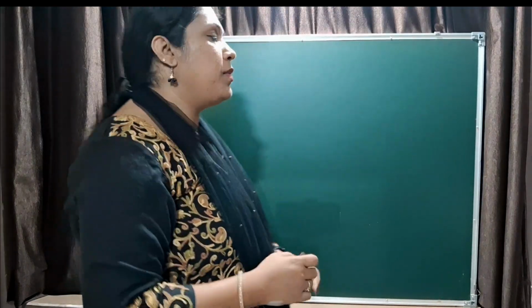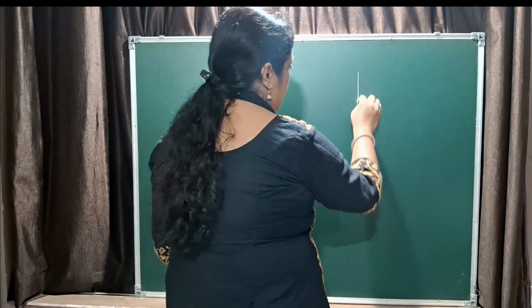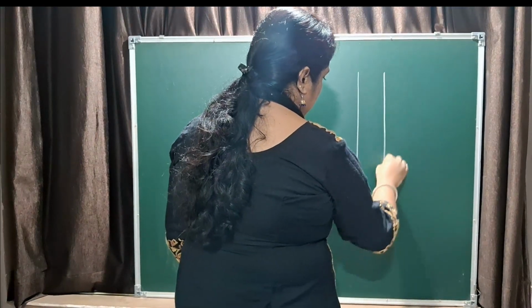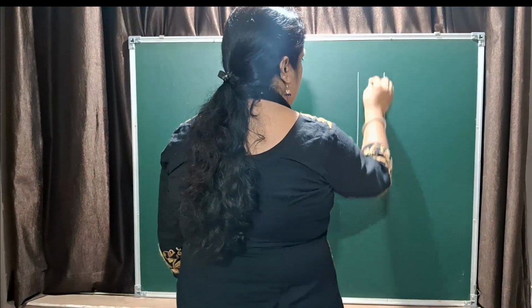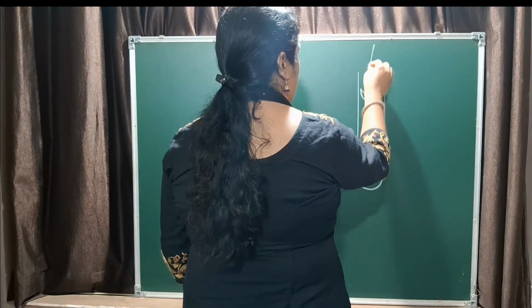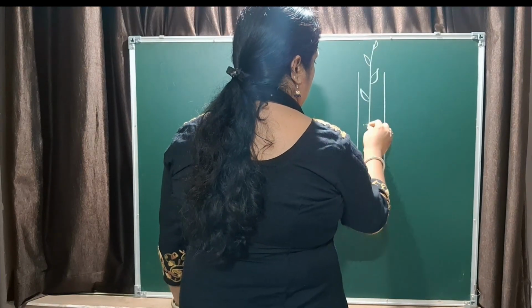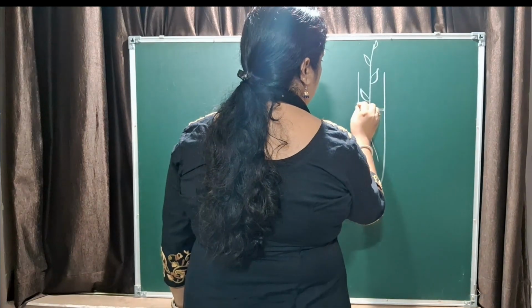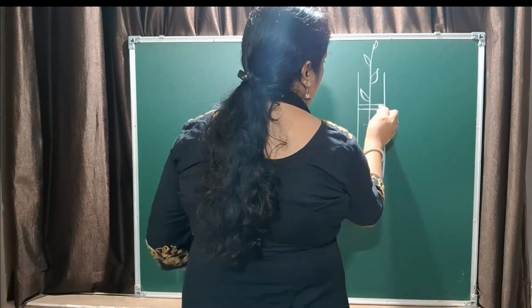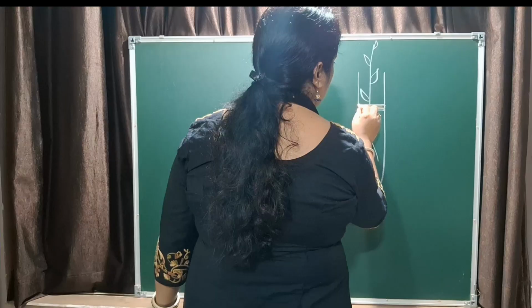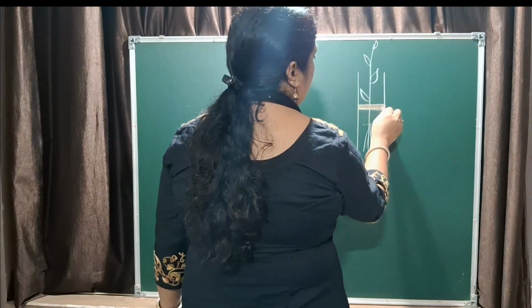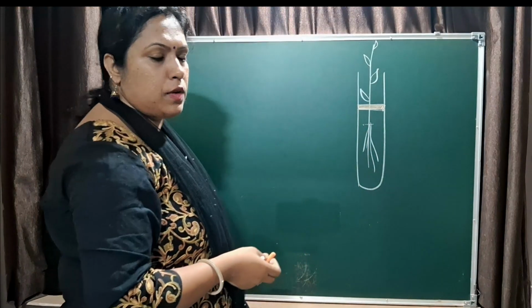The first experiment is to show that the root absorbs water. In that case, we take a test tube. We have a small plant with the proper root, and it is filled with water with an oil film on it. What does the oil film do? It does not allow the process of evaporation to take place from the surface of the water.